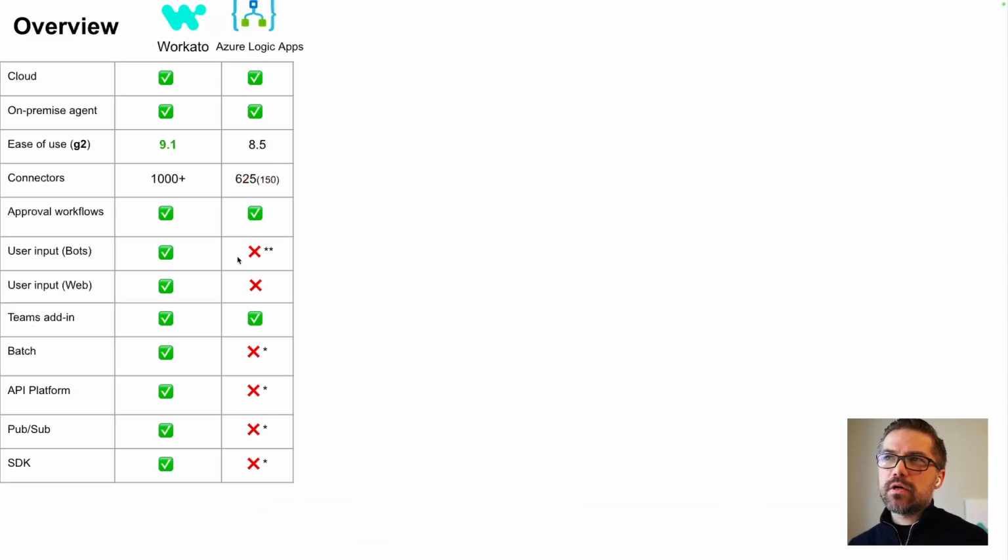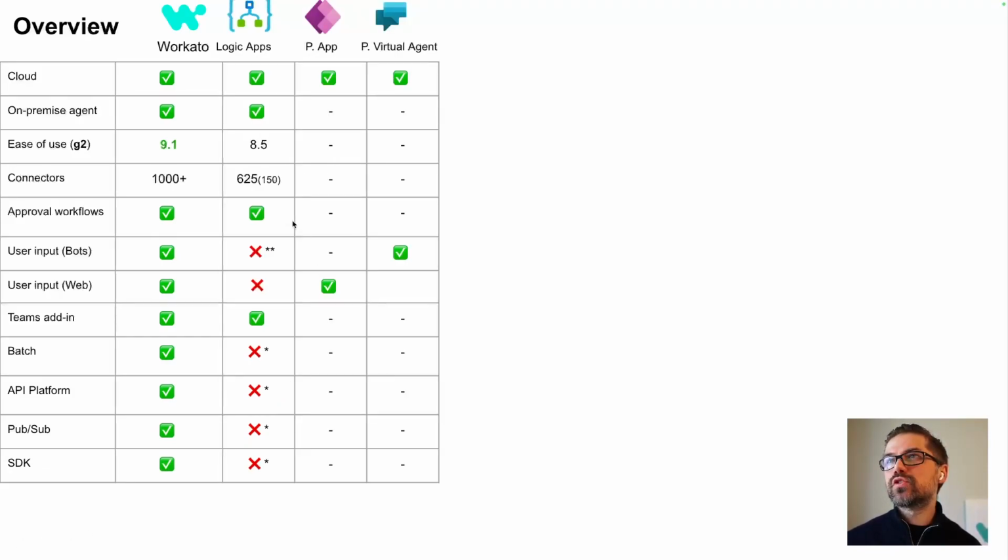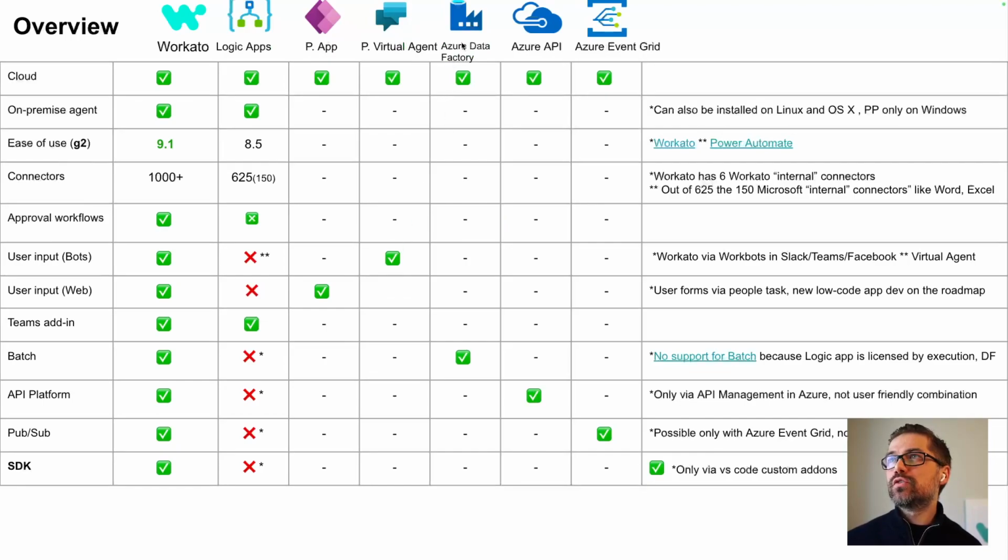It can do approvals, but when you want to create some sort of web interface, for example designing an upload of an Excel file and doing some approval, or any kind of batch, like in my Dynamics example, or an API endpoint to publish, or any Pub/Sub, or creating your own connector from scratch, you need to start expanding from Logic Apps to other interfaces. For example, for web it's Power Apps, virtual agents for bots, and Azure Data Factory.